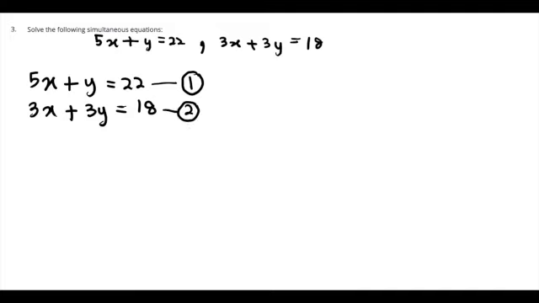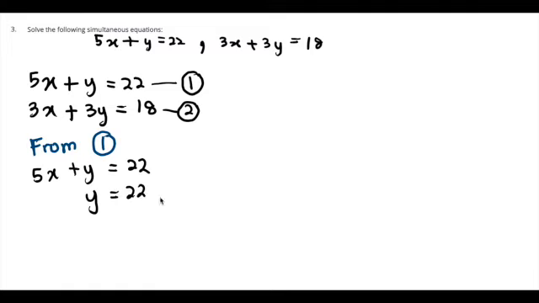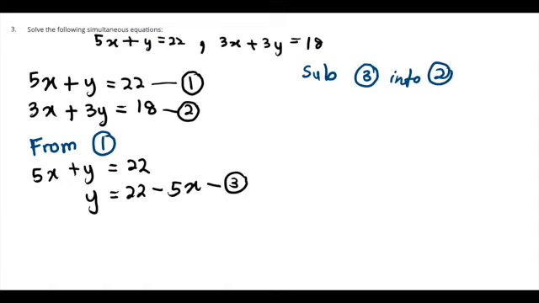Okay, I can see that in equation 1 I already have 1y. So I'm going to choose from 1 and find out y equals what. So 5x plus y equals 22. 5x to the right side will become negative 5x. So y equals 22 minus 5x is our equation 3. Next, substitute 3 into 2. Okay, what are we going to substitute? We are going to substitute y now with 22 minus 5x.